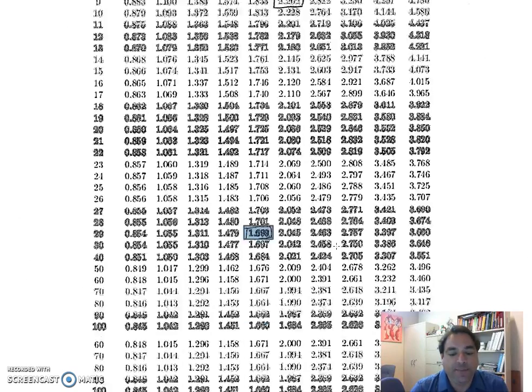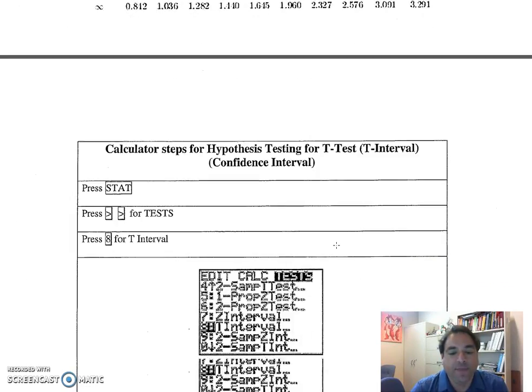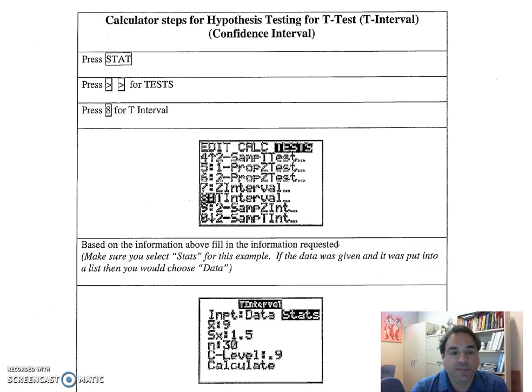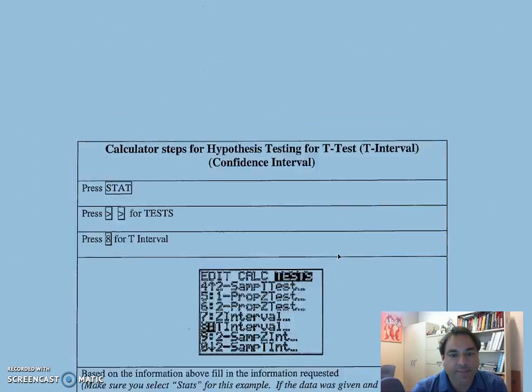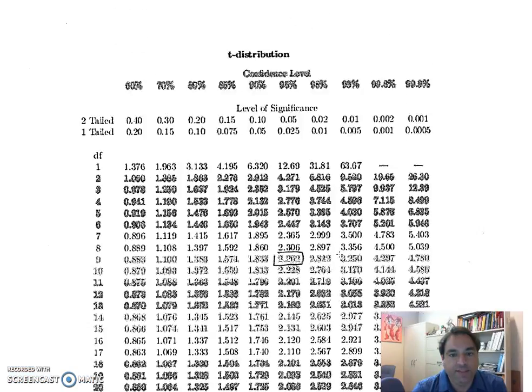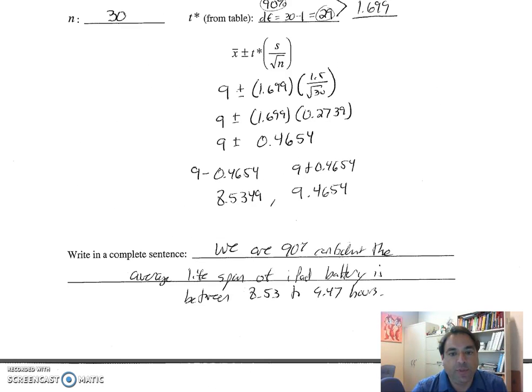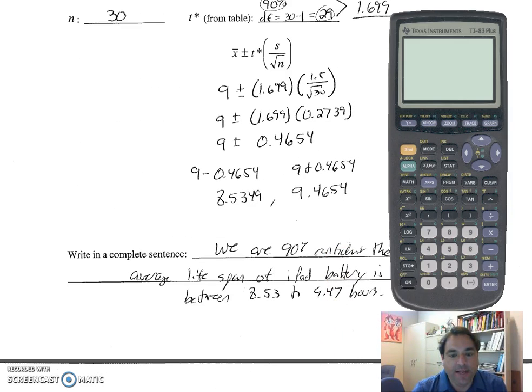So let's do an example from scratch and put all of this together. All of your calculator steps to work on that are here. And I'll go ahead and demonstrate that for you. So again, all the steps are here, but I'll go ahead and demonstrate that for this example. So remember, we're doing a t interval. So we bring up our calculator, turn it on, we go to stat, test. We're looking for t interval, which would be number 8.